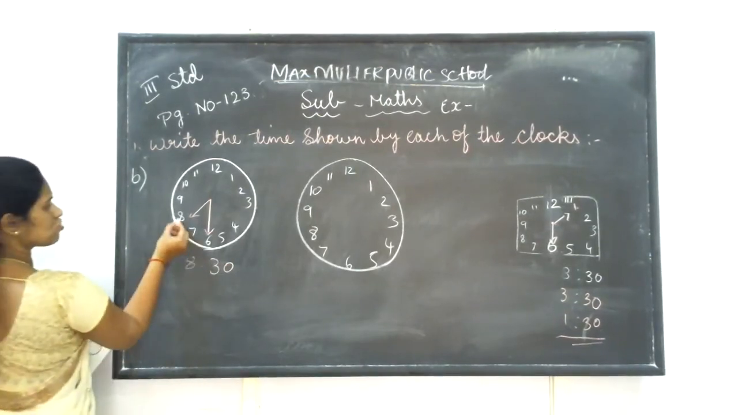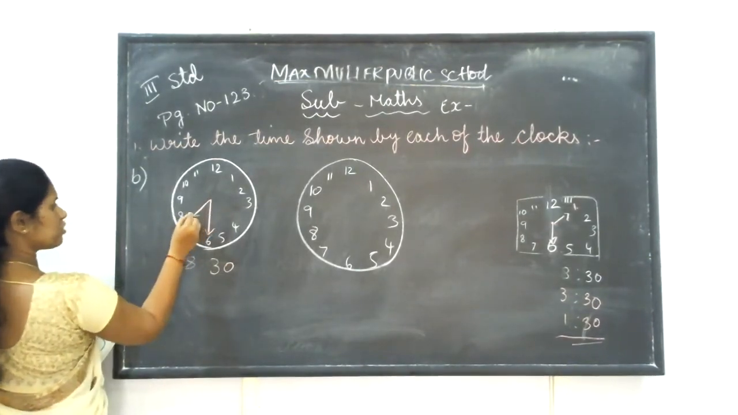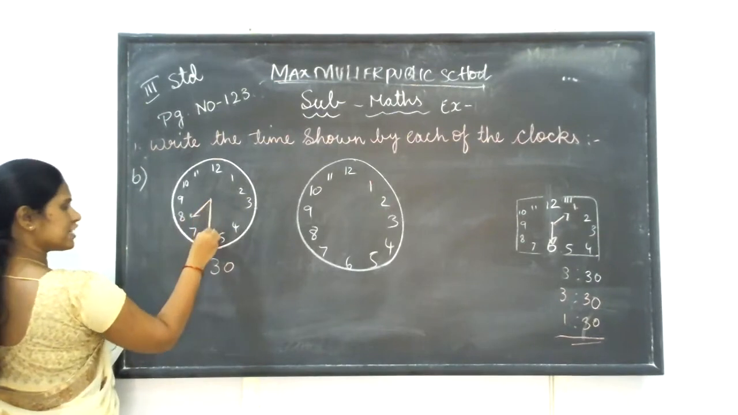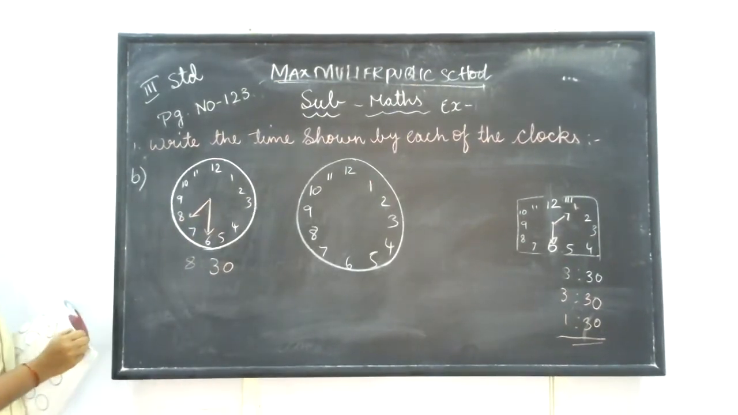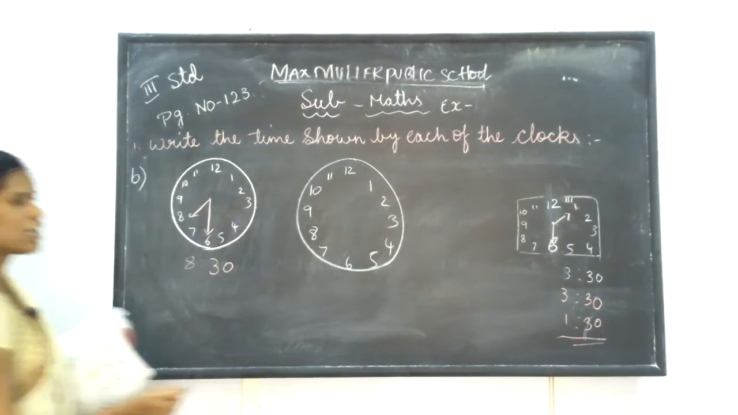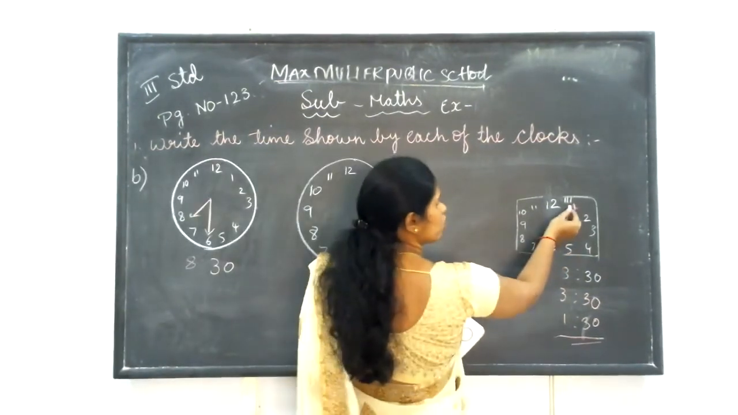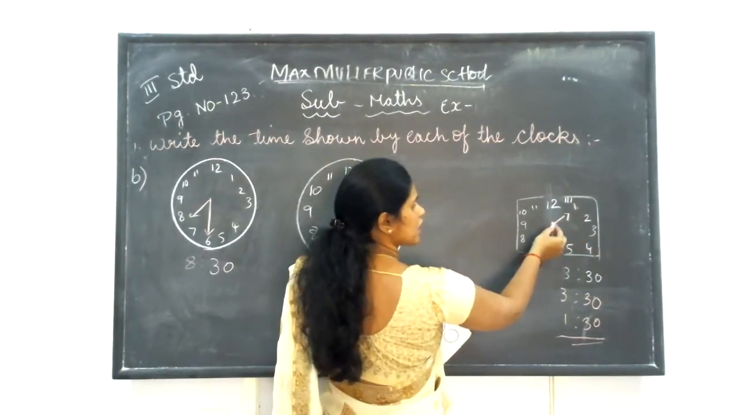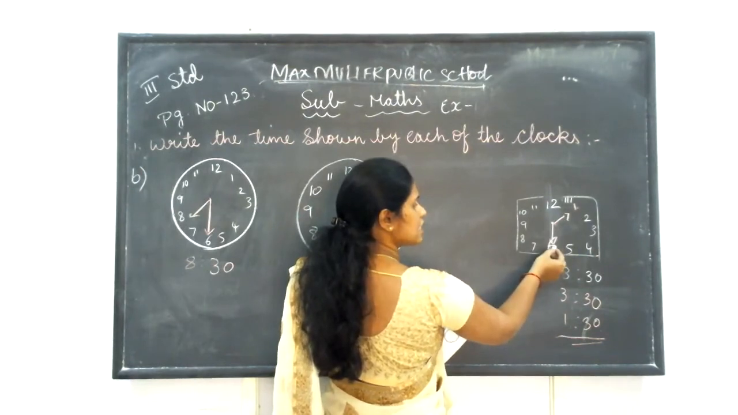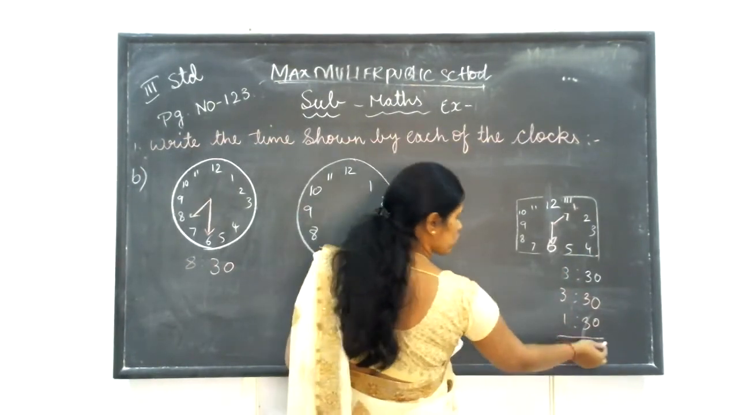In between these two numbers, the short hand should be there, and the long hand should indicate 6. Here also you can see the short hand is in between 1 and 2, and the long hand is indicating 6. So the time is 1:30 here.